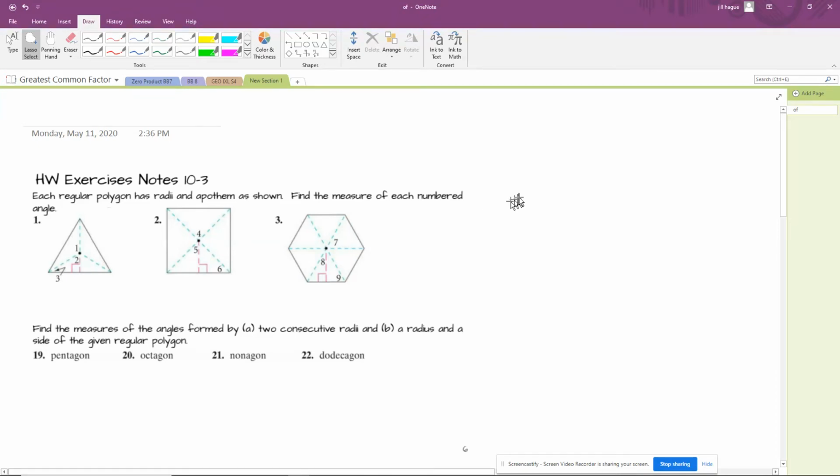All right, so here's just a little help on the homework section 10.3. I'm just going to do a few problems for you, to make sure you guys are on the right track. So let's start right here with number 1.